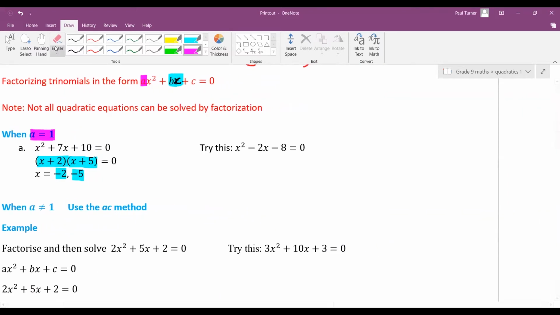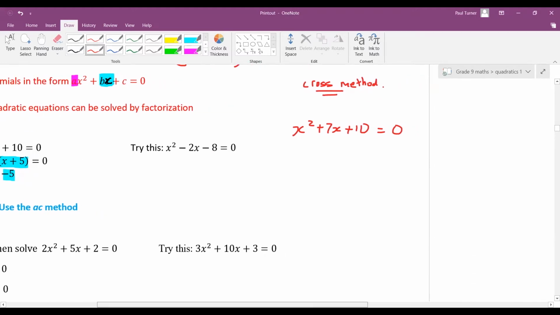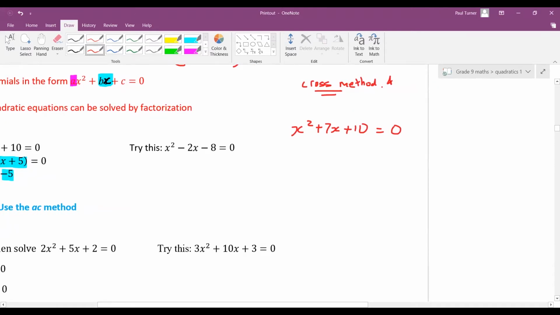So question A, I'll write it over here. So x squared plus 7x plus 10 equals 0. Probably last year you learned what's called the cross method. Okay, and you may have learned some other methods, but we'll review here anyway. But cross method I tend not to use because for harder problems, this takes longer. Okay, and I think you probably learned that in grade 8. But what we'll do now is use a method which is slightly different.